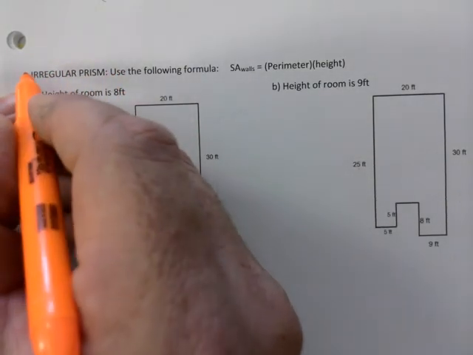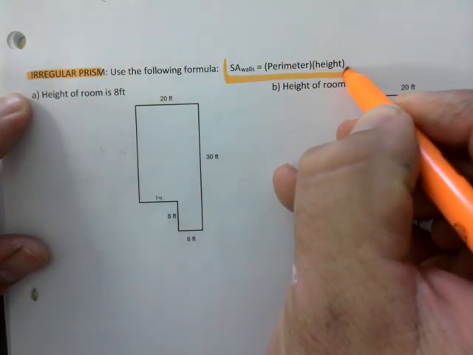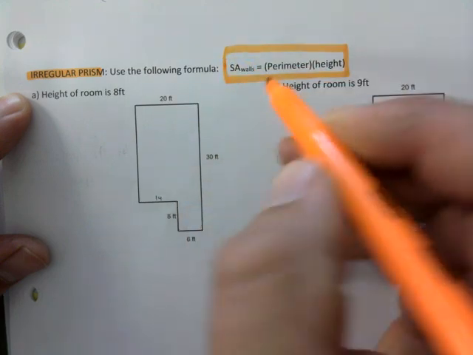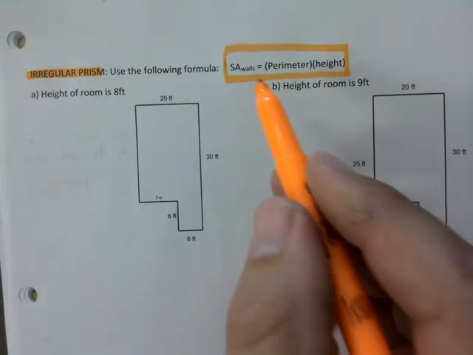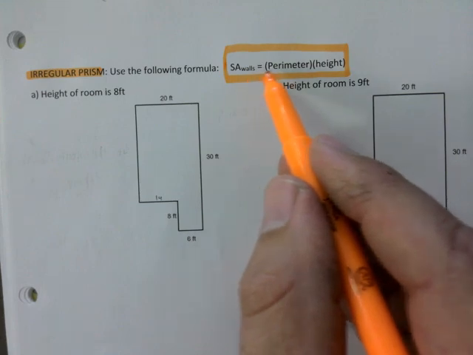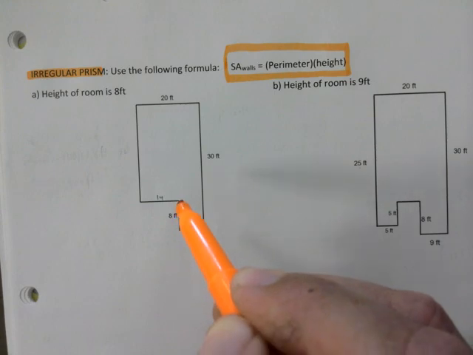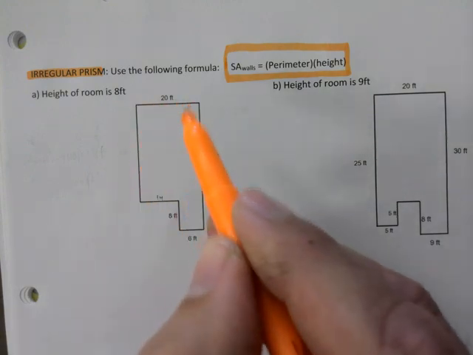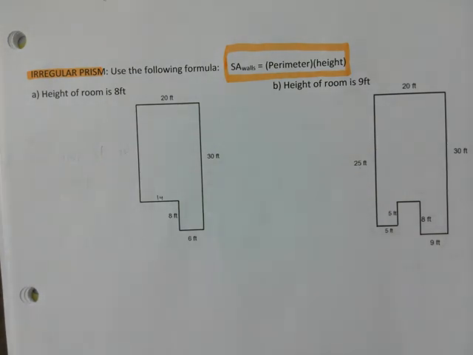Irregular prism, right? If it's irregular, use this one right here. This is going to be in grade 12. This is going to be huge, right? Surface area of the walls. You simply take the perimeter, right? You figure out the distance around that room, and you just multiply it by the height. You're effectively finding the surface area of the walls, right? So that's a bit of a shortcut.